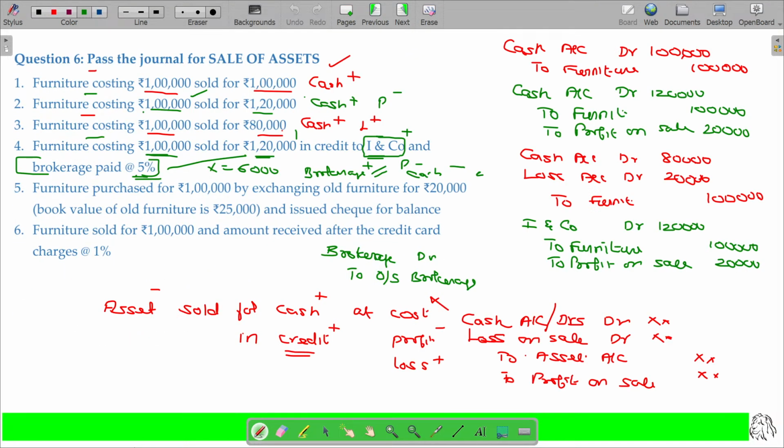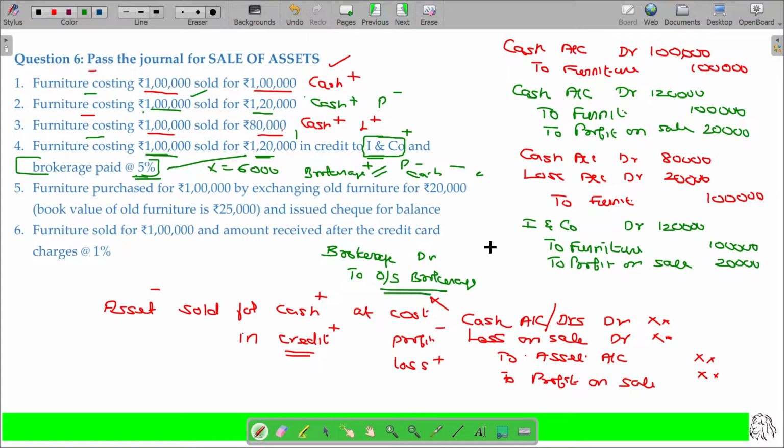No need to panic with the new term here if you are a first time learner. Brokerage to cash. If it is pending, payable. Brokerage payable account. Payable account is a creditor. Is that clear? Brokerage account debit to outstanding brokerage. Right.